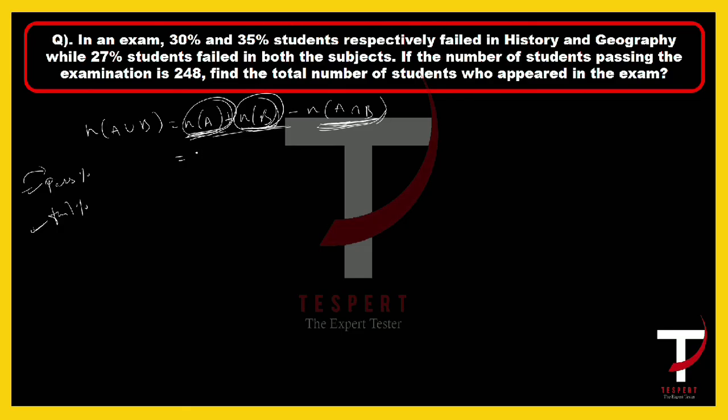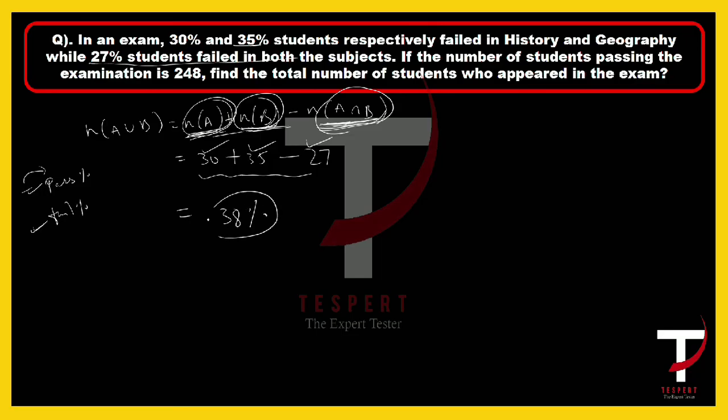N of A is equal to 30 plus n of B. N of B is geography, in which 35% failed. So 30 plus 35 minus, how many failed in common in both history and geography? 27 students failed in both. So this is also failed percent. We converted everything into failed percent. Of course, it is given in the question directly. So 30 plus 35 minus 27 is equal to 38%, right? This is 38% failed percent.